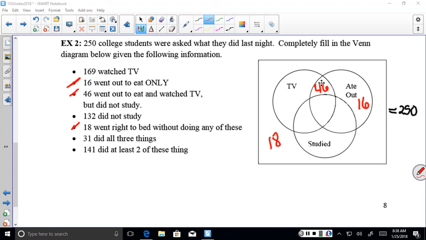And now, in fact, we can go back. So if we go back to 132 did not study, cover up the study circle. The other 4 spots need to add up to be 132. So we can do 132 minus those numbers. And we get 52 people in that missing spot there. Who are those 52 people? They only watched TV. They did not eat out or study.